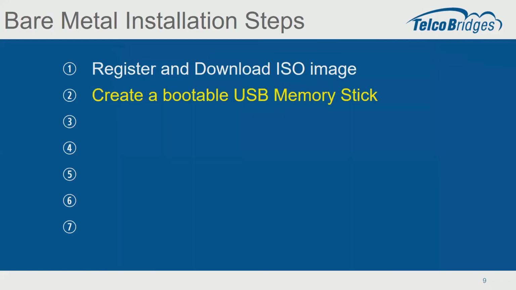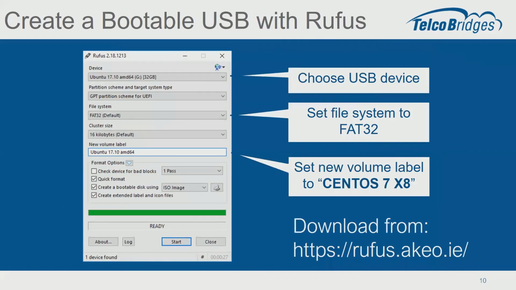So let's move on to the next step, which is now you've got this downloaded image. We need to create a bootable USB memory stick. That's right. There are different methods to do this. One that we propose is Rufus. It's free software available on the internet, so you can download it. We have the link on our wiki for downloading this application.